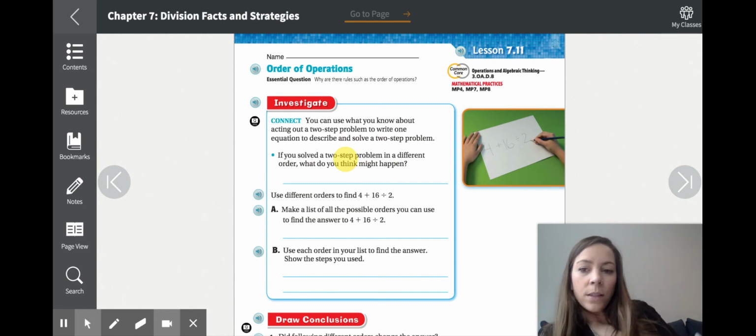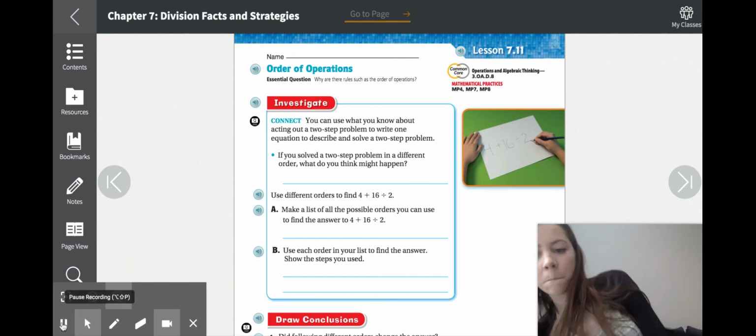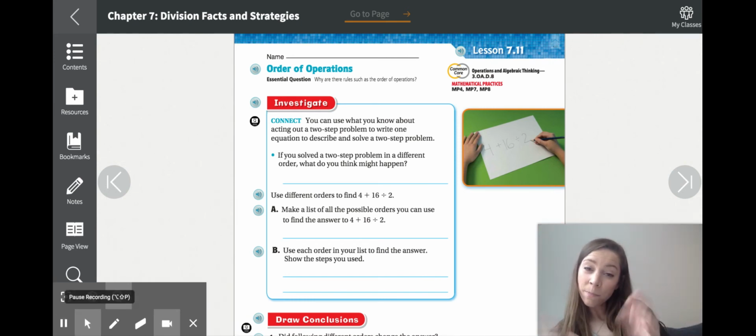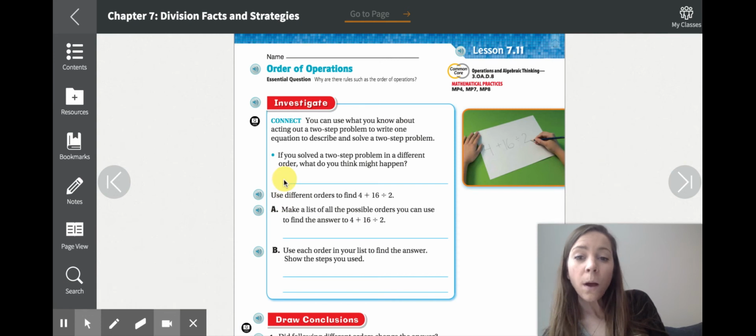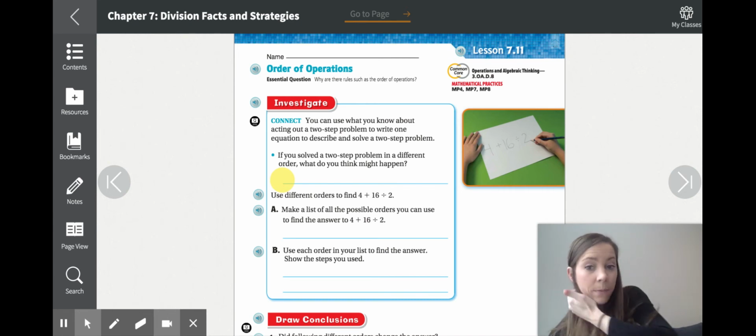For example, on the last two pages, maybe our first step, we added the numbers together, and then our second step, we divided that total. What if you switched it around? What if you divided one of the numbers first and then added what was left? What do you think might happen? Well, some of you might have said that you might not get the same answer if you change the order of which steps you do, right?